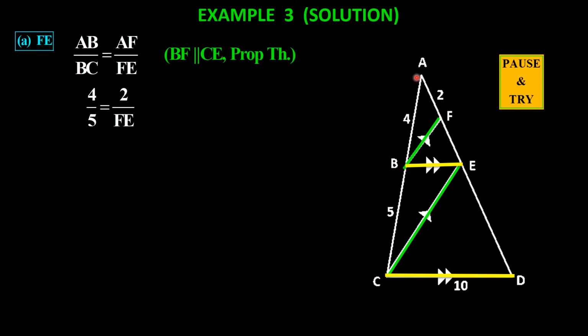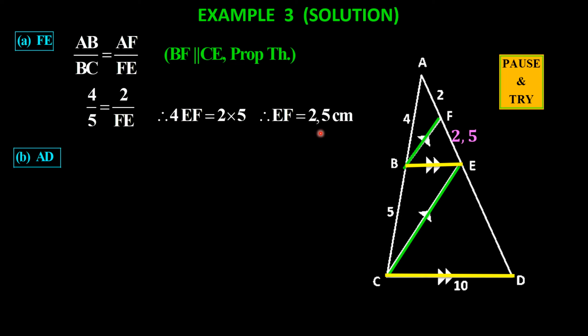So AB over BC and AF over FE. See, I'm focusing on the green pair of parallel lines there. We then substitute. That's 4 over 5. AF is 2. So FE we can just simply cross multiply, and then we get EF is equal to 2,5. It's always good to insert the values that you calculated. You might need it for the next part.